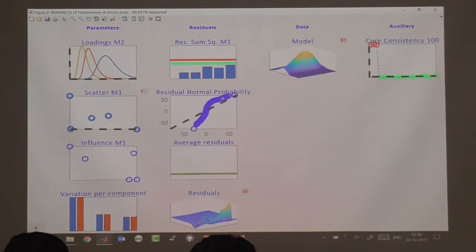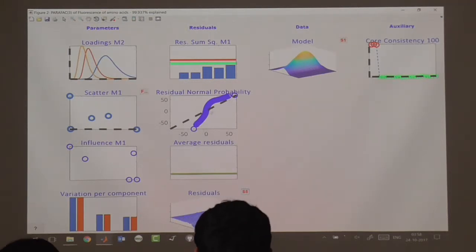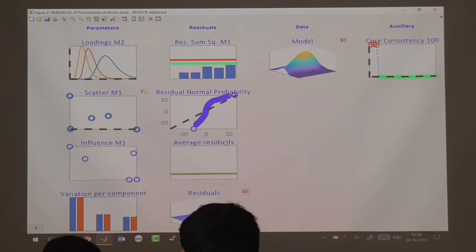Now this is what is called a normal probability plot. That's all the residuals. If they were random and Gaussian, etc., it would be a straight line. So this indicates that there's structure left in the data, and there is.